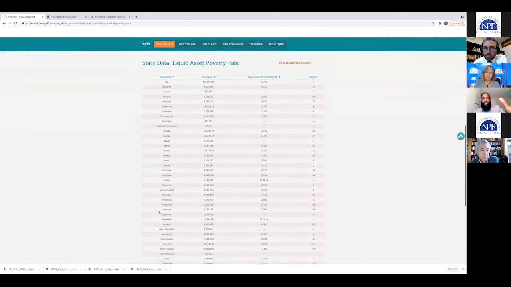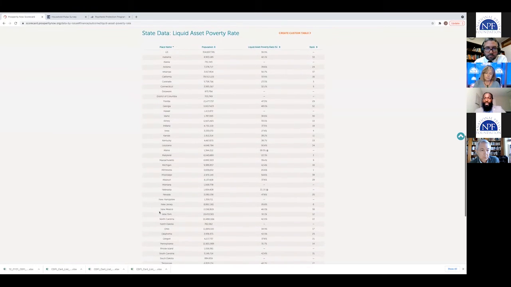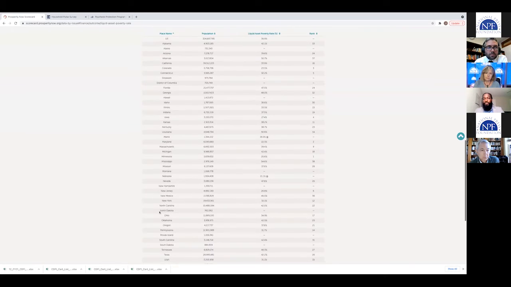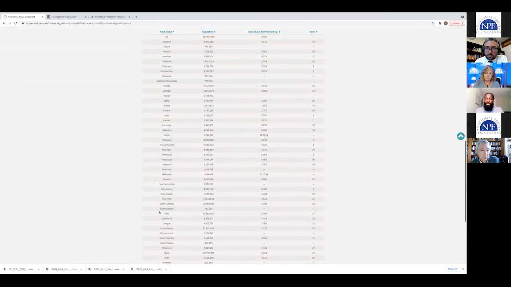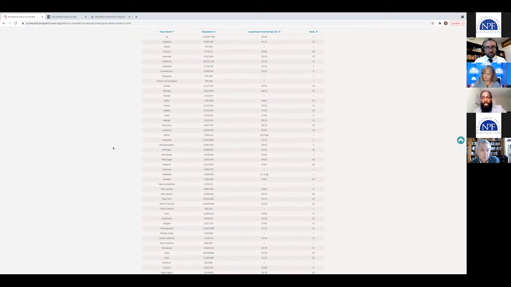We have the United States at the top, and then we have the rest of the states right below that. And you see the national rate of liquid asset poor. These are households that do not have enough liquid assets, cash, savings, or checking account to subsist through an economic downturn for the next 3 months. You see that the number should be around 36.9%.